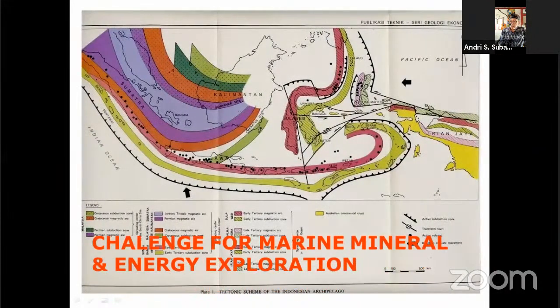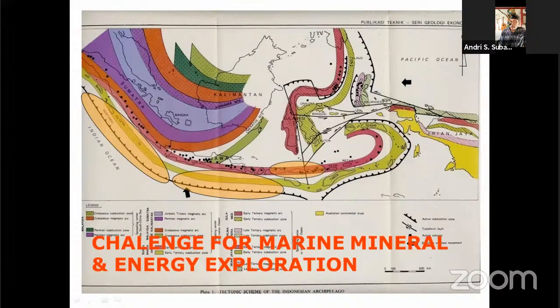I think the challenge for marine mineral exploration and energy is very wide in Indonesia. We can use, for example, the hydrothermalism in the western part of Sumatra, associated with the trends. Maybe in the trends we can also show the gas hydrate at a depth of 4,000 meters. Also, we can use, for example, the gas hydrate in the prism accretion in the south of Java.